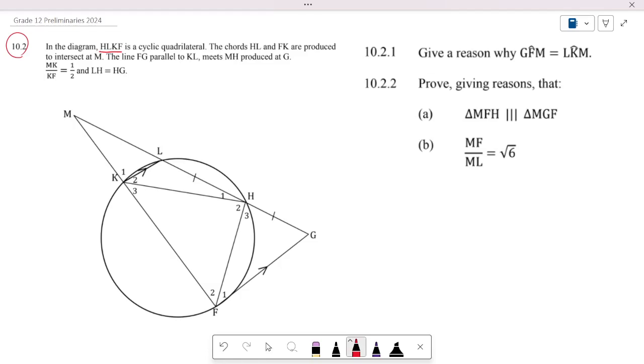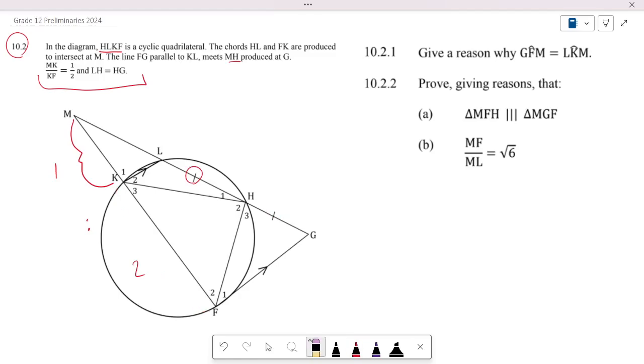Okay. Now the line FG is parallel to the KL, so we can see over here they're parallel to each other. They meet at MH, so they meet at MH, which is produced to G. If you can see it over there. Okay, that is the other information that we have. And then we have MK over KF is equal to a half. Note that that is actually the proportions of this. So MK, and then this is KF. And this is going to be 1, and this is a 2. So those are ratios, basically, right? And LH is just equal to HG, which we can see over here by the geometric symbols.